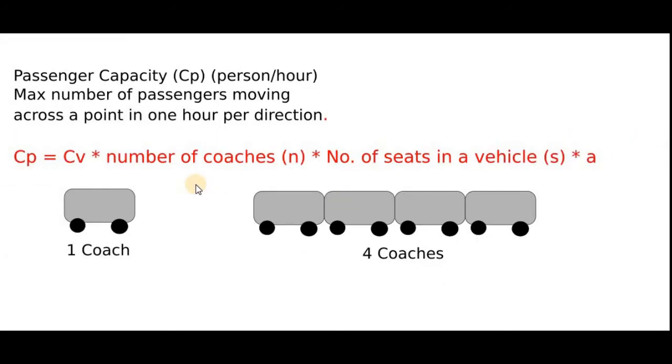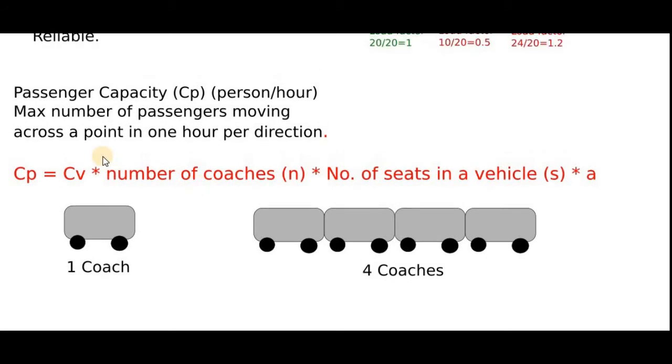Now, we have cleared our Cv, which is the vehicle capacity, and the number of coaches is clear. And the number of seats in a vehicle, I haven't written it here, but it is per coach. So if there are 70 seats per coach, you would be doing Cv into 4 into 70.